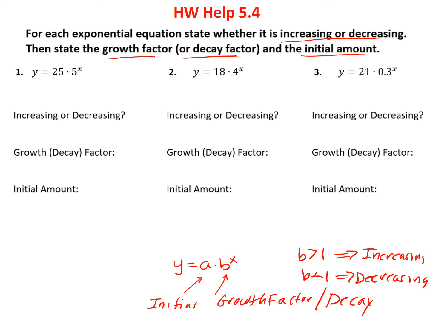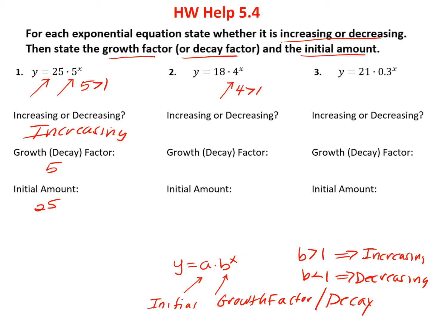So I look up here, first of all, and I look here in 5. 5 is greater than 1, so this one is definitely increasing. At the same time, what's my growth factor? It's 5. And what's my initial amount? 25. Pretty simple.